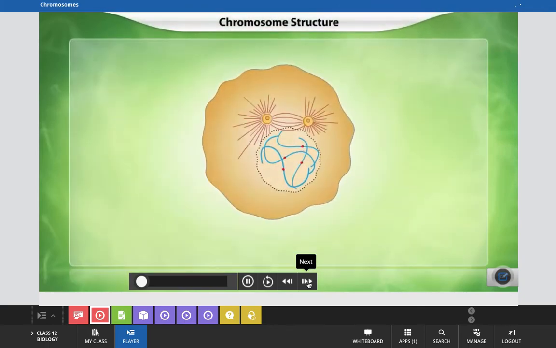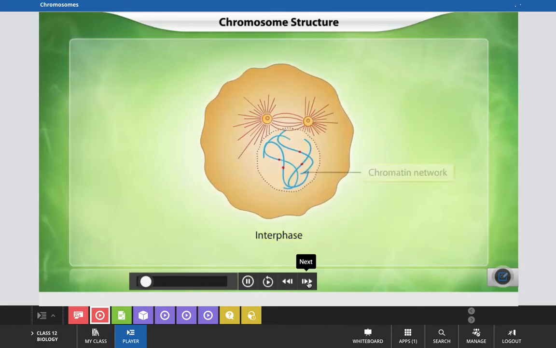Now, coming to the chromatin network: during cell division, chromosomes appear as thin thread-like structures in the interphase. This is known as the chromatin network.